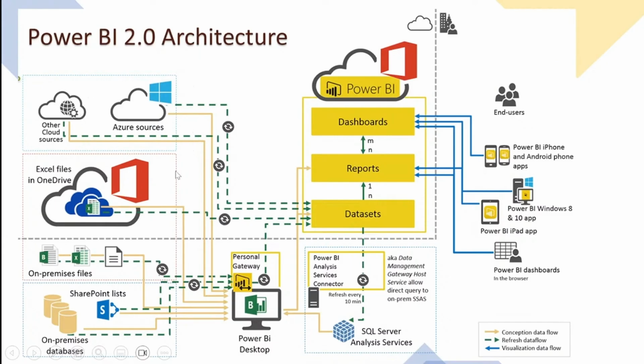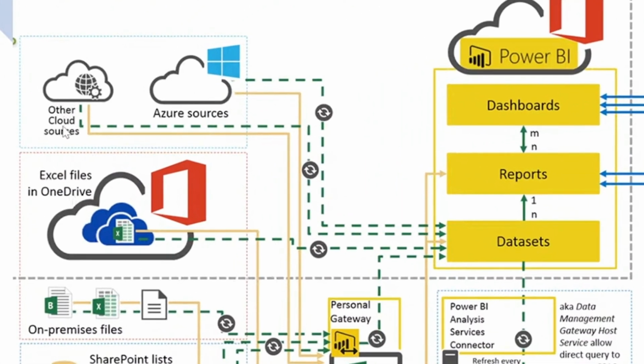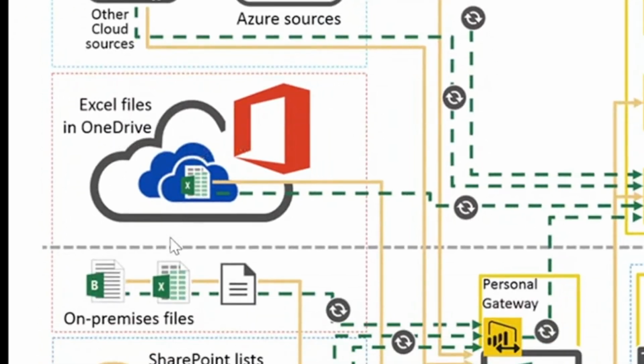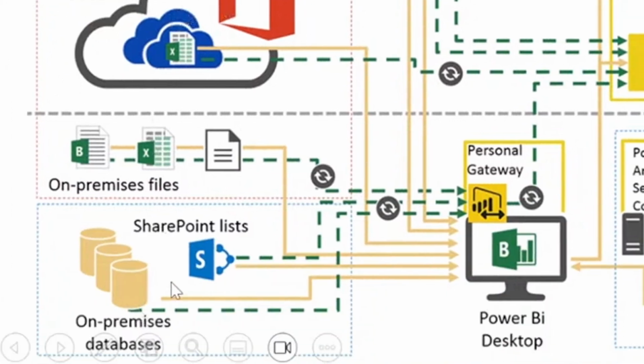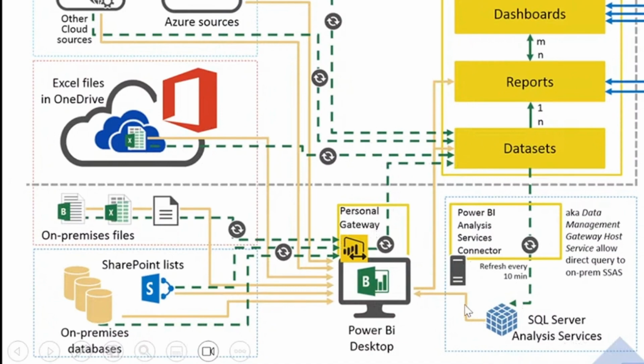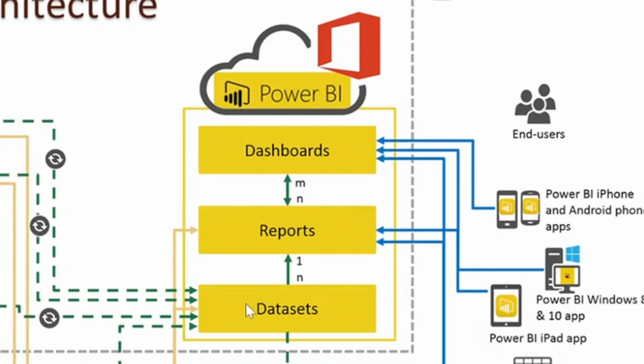If I talk about the Power BI architecture, the same diagram that I showed you before, this is a further explanation of it. You can have data sources on the cloud. There could be any data source on the cloud. It could be on AWS, it could be Oracle Cloud Infrastructure, or anywhere on the web. Then you can have Azure resources of the data. You might have Excel files in OneDrive. And then you might have on-premises databases, SharePoint lists, or on-premises Excel files. You might have some SQL Analysis Services. And from there, everything is fetched and goes to Power BI as a service.